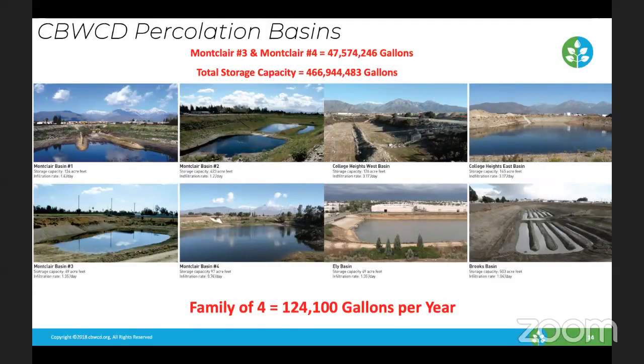So to give a little bit of context, a family of 4 uses about 124,000 gallons of water per year.